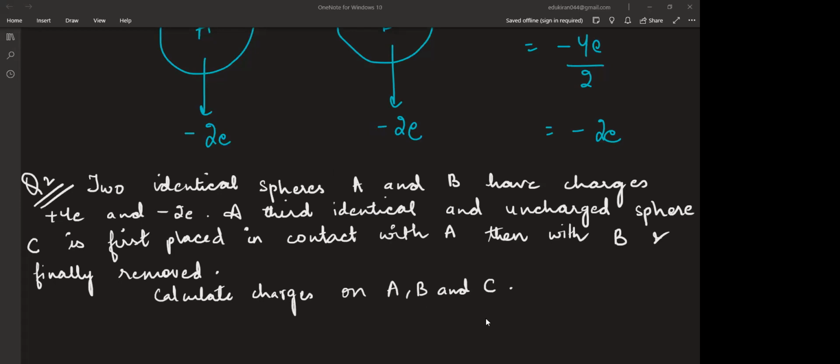Try, I'll be discussing it, but at least try it once. The concept and the formula, everything that we'll be using will be this only, which we have studied.